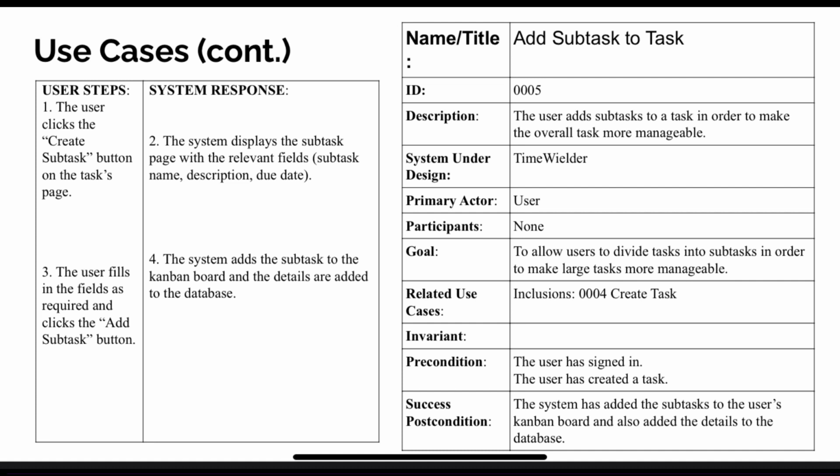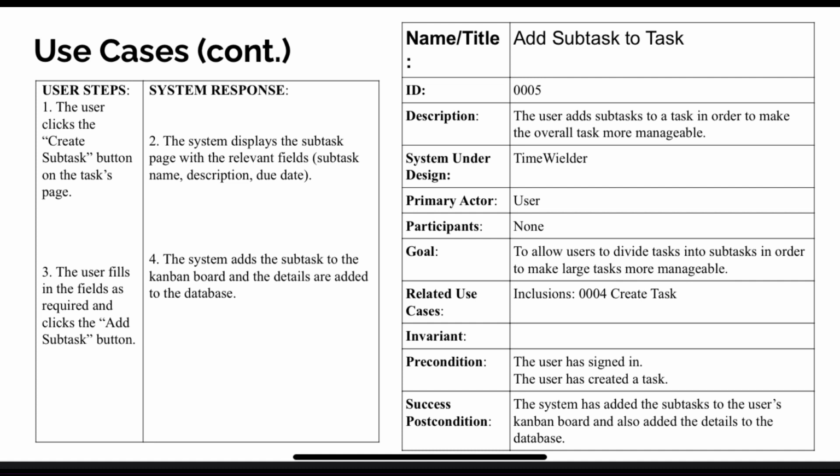And so the goal of this one is for the user to be able to add a subtask in order to make the overall task more manageable. And the precondition for this use case is that the user has signed in and the user has created a task. And the success postcondition is that the system has added the subtasks to the user's Kanban board and also added the details to the database.